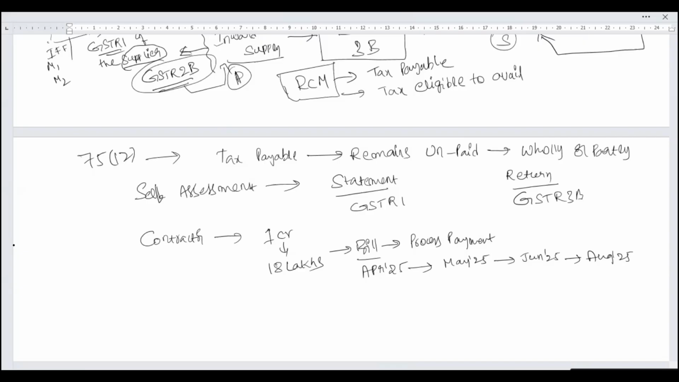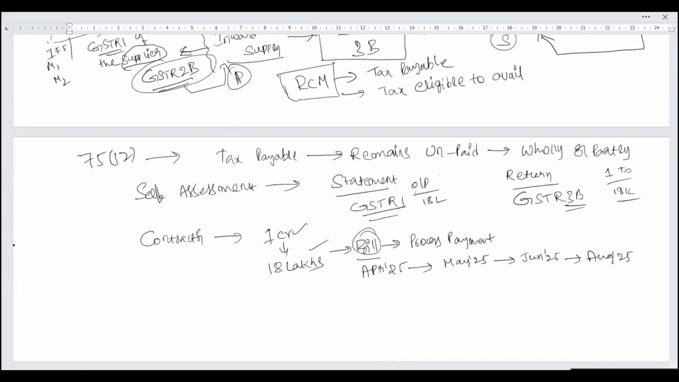So what does the client say? Sir, let's give the bill. Let us bill for 1 crore. Let us show 18 lakhs and let me file GSTR1. When it comes to 3B, sir, my bank account has got only 12 lakhs. I need to pay salary. I cannot pay GST. So he'll say, sir, do one thing. You show my output tax 18 lakhs over here. In returns, show only 1 lakh turnover and 18,000 as my tax.